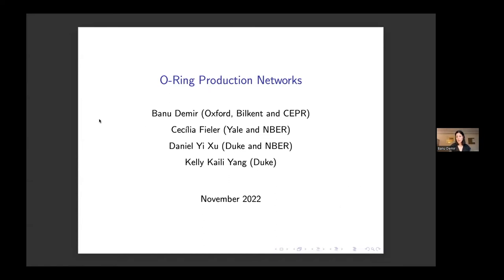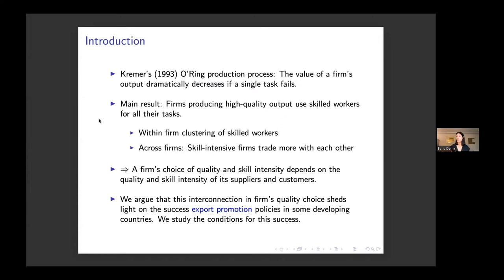Our starting point in this paper is Michael Kremer's seminal work on organ production processes. In his theory, in Kremer's model, production requires a continuum of tasks, and he also assumes an extreme degree of complementarity across different tasks. In this framework, he shows that the value of a firm's output drops dramatically if even a single task fails.